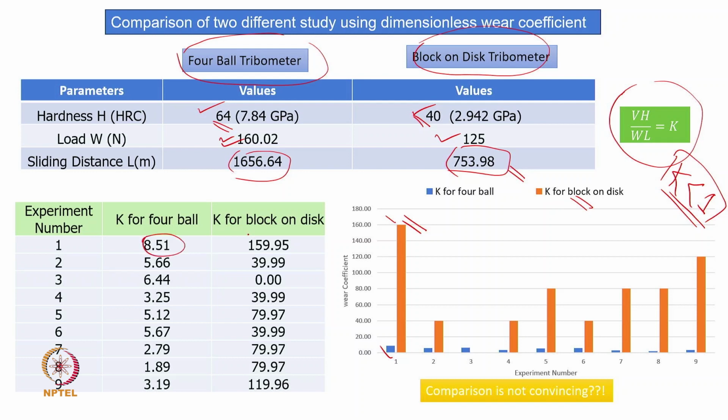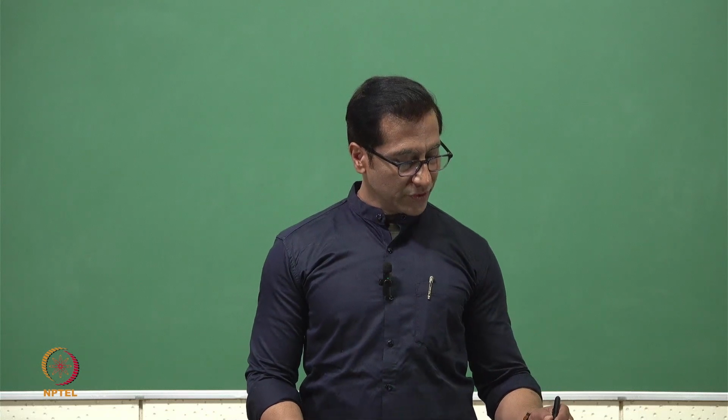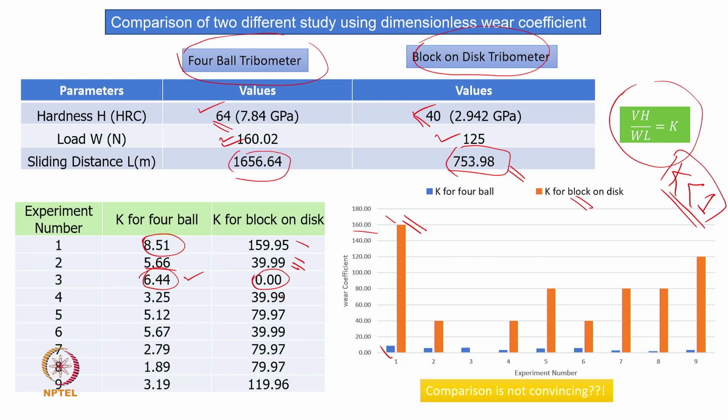You can see here it is going very high, 159.95. In the second case it is 5.66, and here it is 39.99. So there is no correlation as such. And the interesting thing is the third experiment: K for the 4-ball is 6.44, but K for the block on disk is almost 0. So this is a very different case. Earlier it showed a very high wear rate, and now it shows almost 0. So something is wrong in this case.